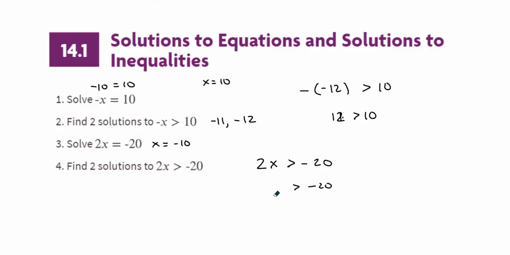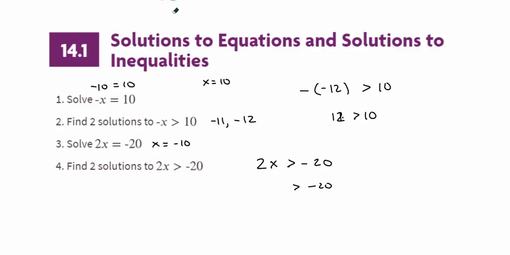So let me try negative 11. Maybe that'll work. 2 times negative 11 is negative 22. Negative 22 is actually not greater than negative 20, right? This is a bigger negative number, so it's further to the left on the number line than negative 20. So that isn't going to work.